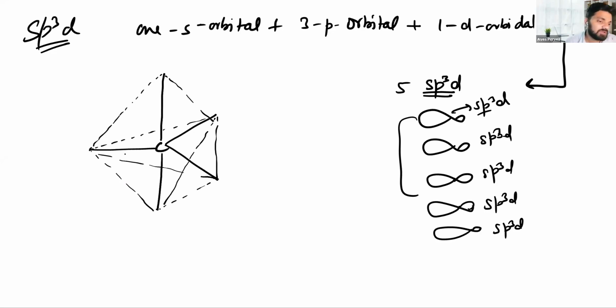Understood? So this is the trigonal bipyramidal shape. Understood? So this is in the plane. We will say that these three are in the plane. Or we can have these three in the same plane, and this will be above the plane, and this will be below the plane.